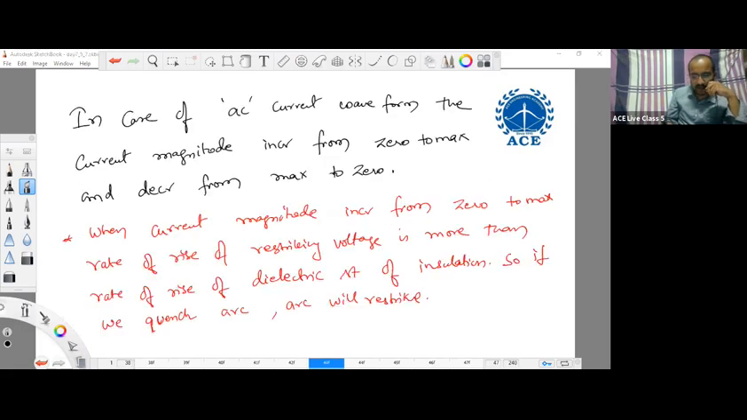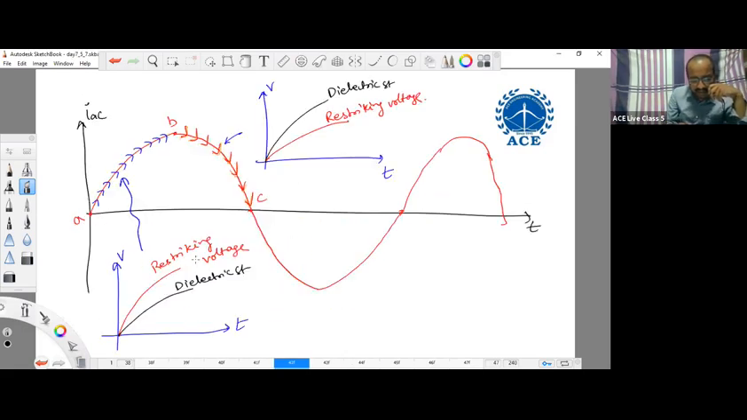Okay, understood my point. So when the current magnitude is increasing from 0 to maximum, the rate at which restriking voltage is rising is more than dielectric strength. So if you quench the arc, it will restrike. And in the second case, when it is decreasing from maximum to 0, the rate of rise of dielectric strength will be more than the restriking voltage. So the arc will quench during this period.